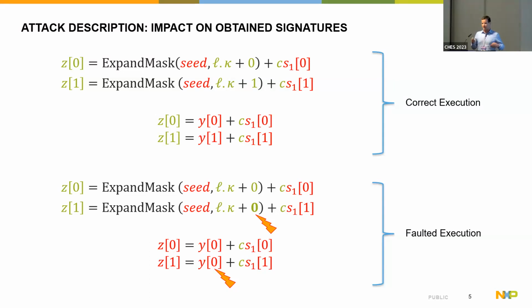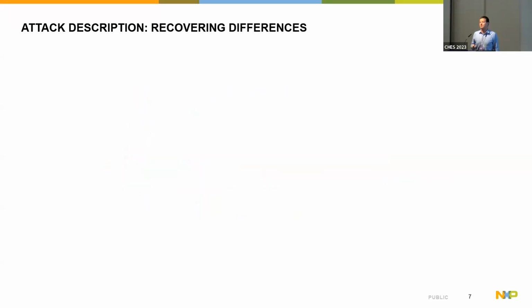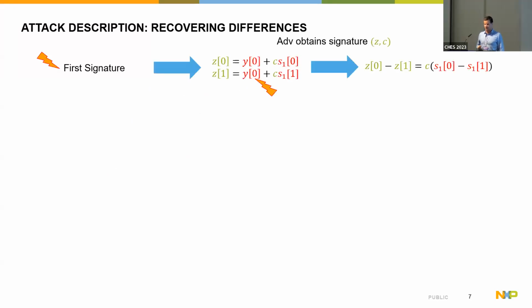So, okay, that's skipping an increment. I guess most of you know how we can do that. If you look at the disassembled code at some point in ExpandMask, you will end up having a next instruction that's the increment. And basically, you can skip that instruction or insert any fault that will make that instruction ineffective. And that's where we can insert a fault.